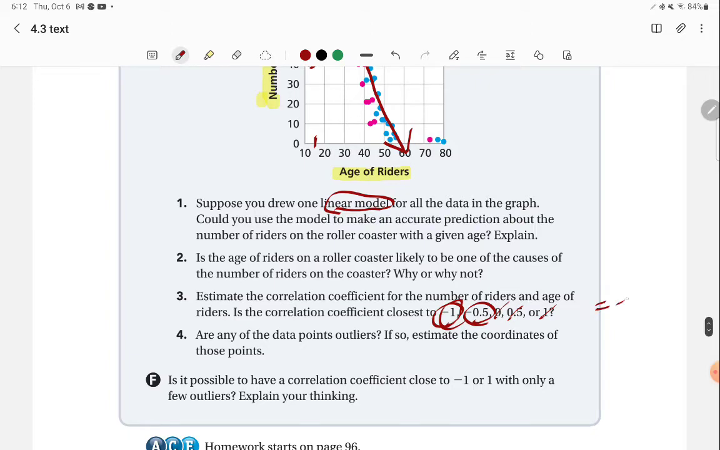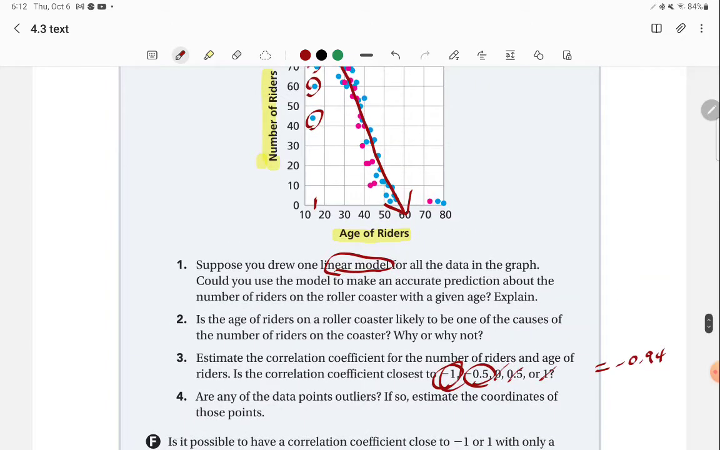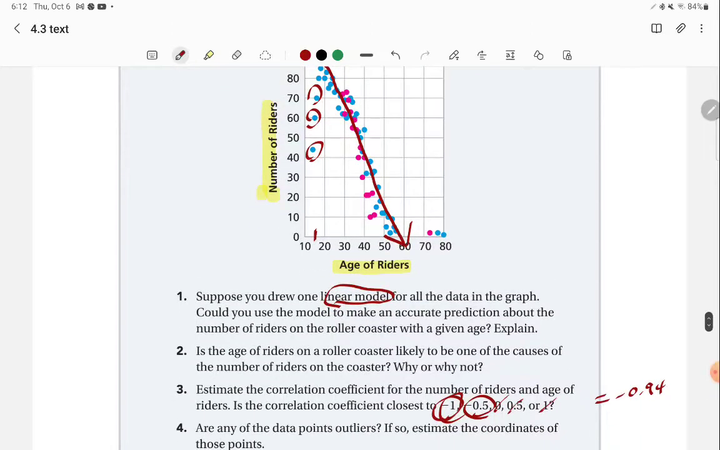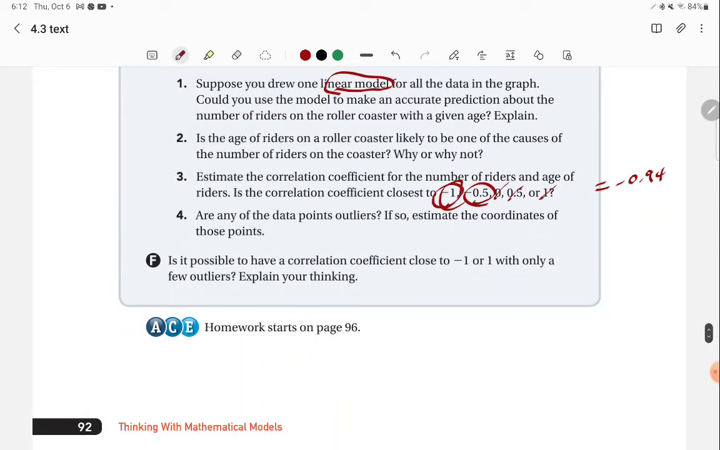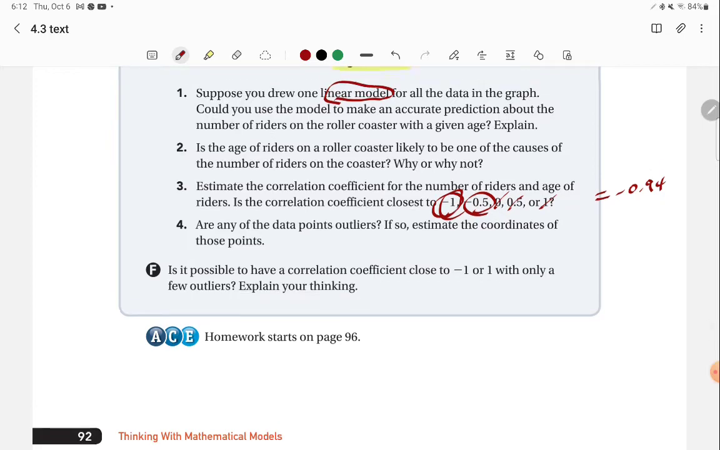And the actual answer, if you were to mathematically go and figure out, which we're not doing right now, we're estimating, the correlation coefficient is -0.94, which is actually a really strong correlation. Then on 4, are there any data points outliers? Yes, there are a couple of outliers.